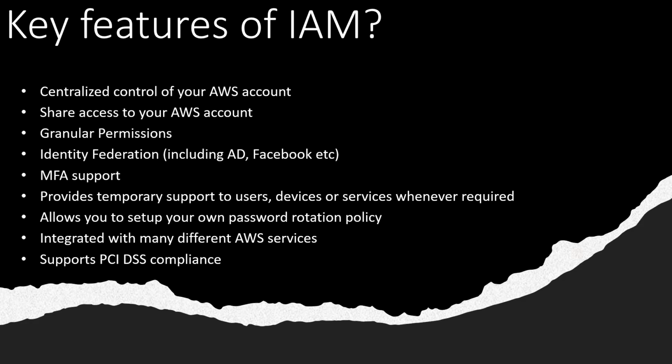It provides temporary access for users, devices and services whenever it is necessary. A particular example of that again is if somebody is using a mobile phone app and they are storing data in your AWS account. You only want them to be able to do that using the app itself. So you set up temporary access, and it allows them to access the services. It also allows you to set up your own password rotation policies.